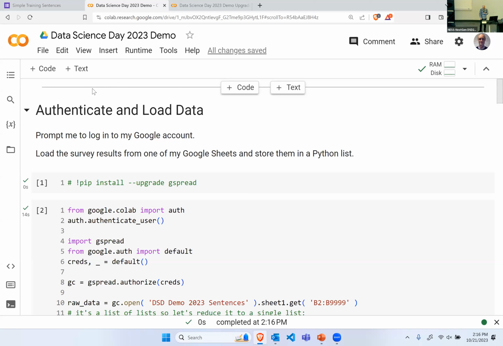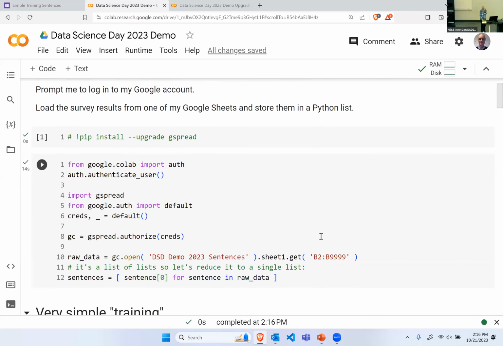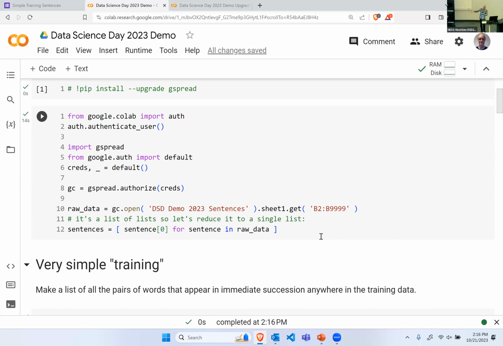So now, in this Colab notebook, we're going to take the data you gave me and we're going to train a tiny language model. And here's how it's going to work. This first cell of code I did not write. This is boilerplate code from Google that reads from a Google Sheet, specifically the Google Sheet that you just filled with the data you just gave me.